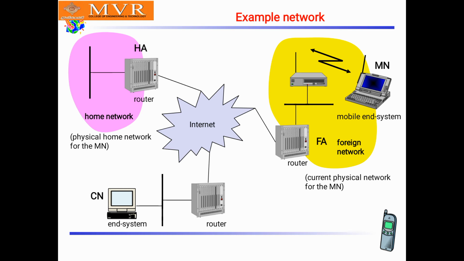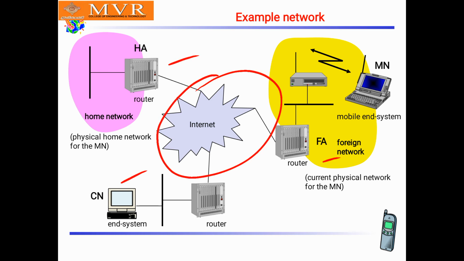See this example, here also the end system having the corresponding node, home agent, foreign agent is there. So by using the internet it sends the information by using the router in the home network, at the same time the foreign network, and it reaches the mobile end system by using mobile nodes.